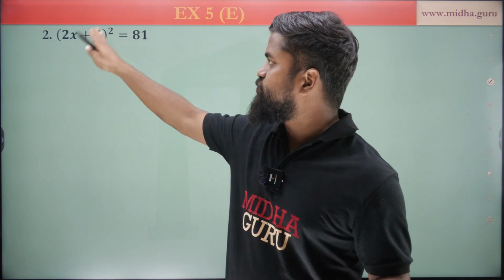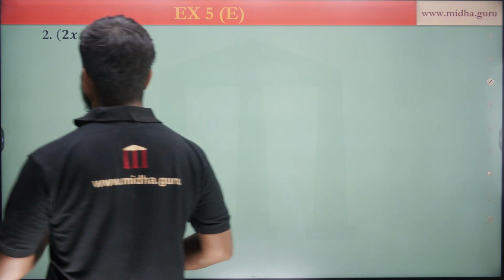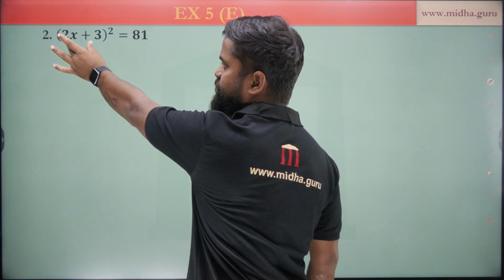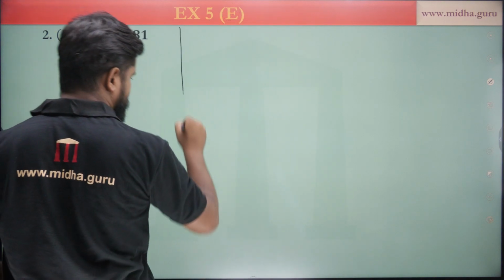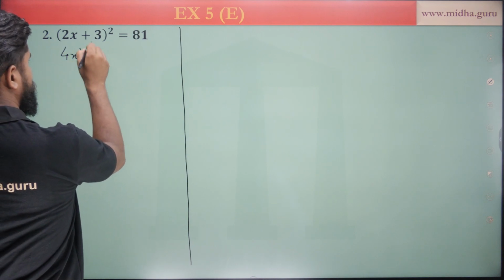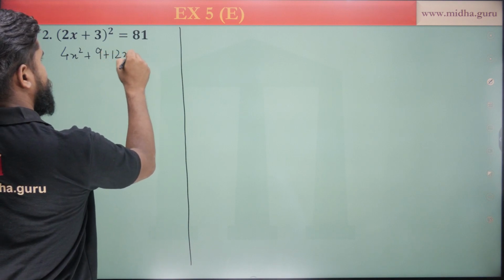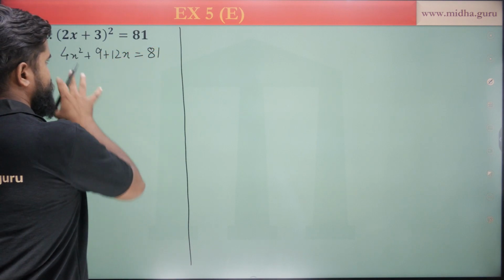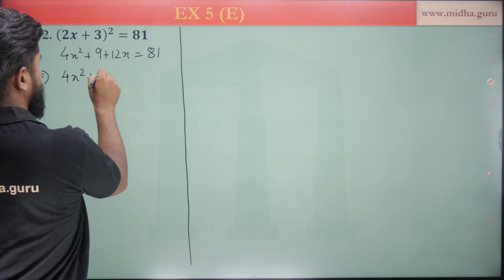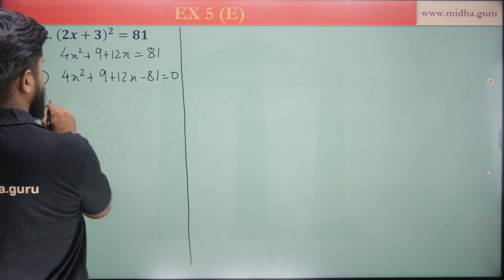So the next problem is (2x + 3)² is equal to 81. So first of all, we have to form the quadratic equation from this given itself. So we'll do (a + b) whole square. So it will be a², which will be 4x², plus b² plus twice of ab, so 2x into 3 is 6x into 2 is 12x is equal to, now I'll bring 81 to this side, it will become 4x² + 9 + 12x − 81 is equal to 0.